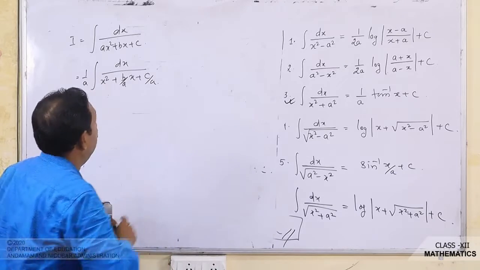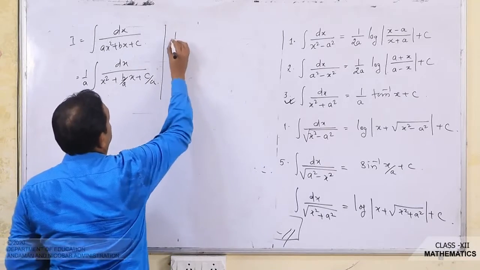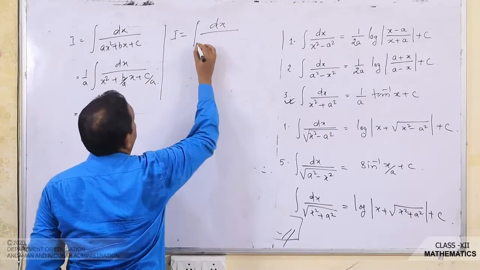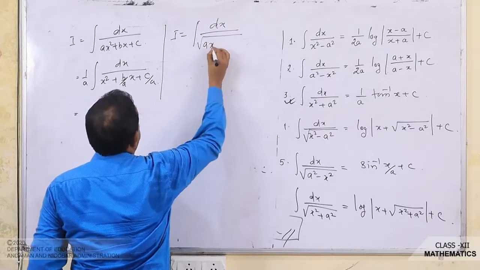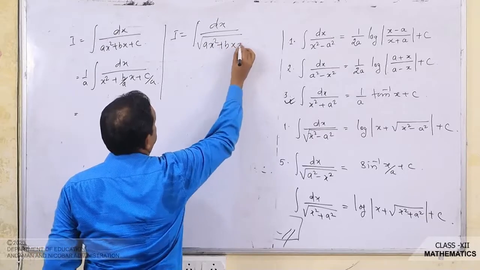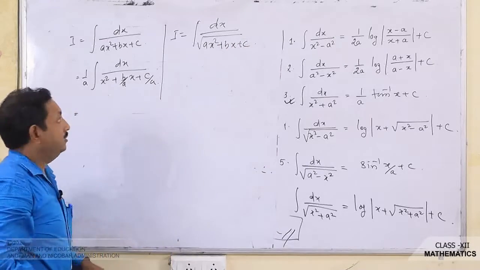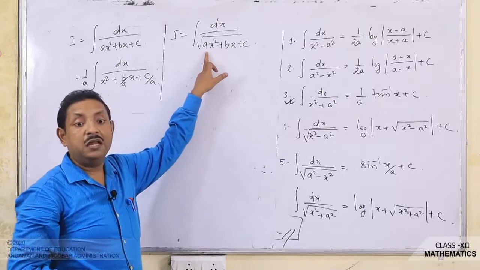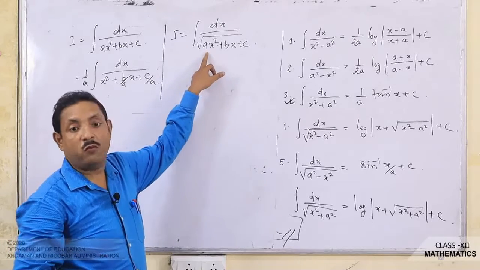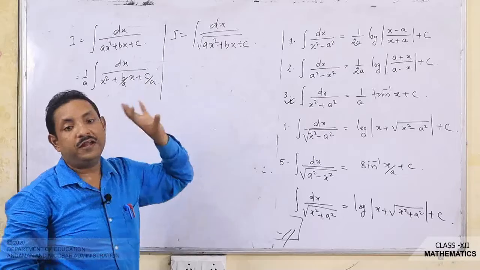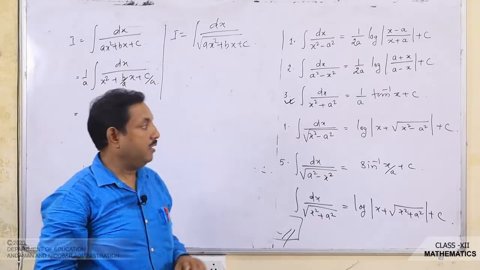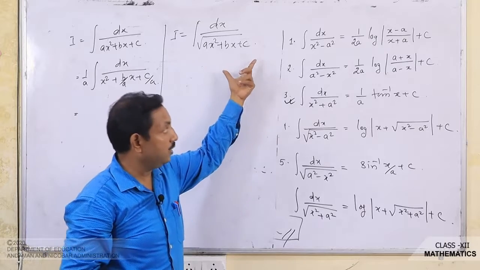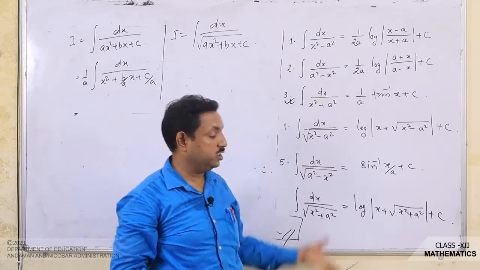Same thing we follow in case the question is given in this form also, that is dx upon under root of a x square plus b x plus c. The same procedure is followed. Here again we have to make the coefficient of x square 1, and then make it a perfect square, and after making the perfect square, the denominator part will become one among these forms.